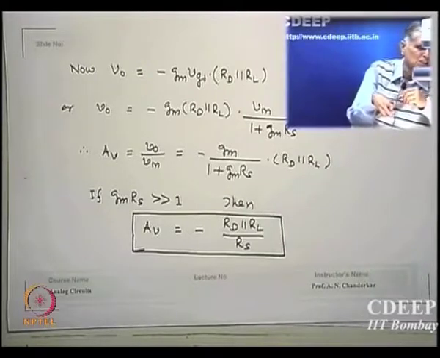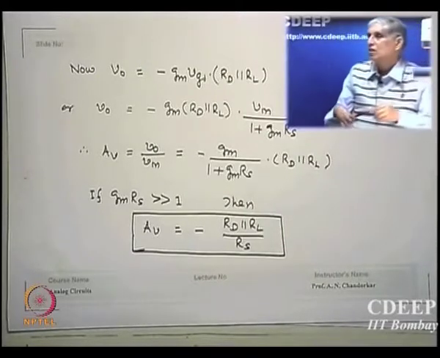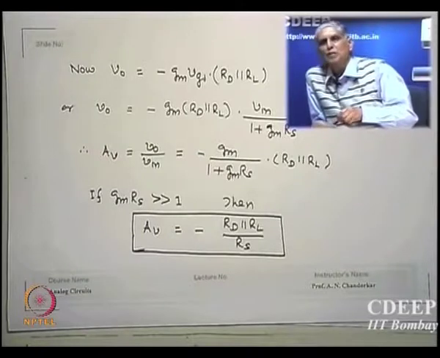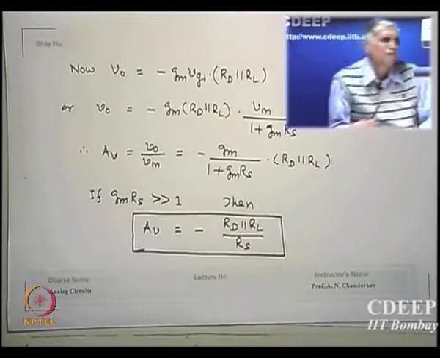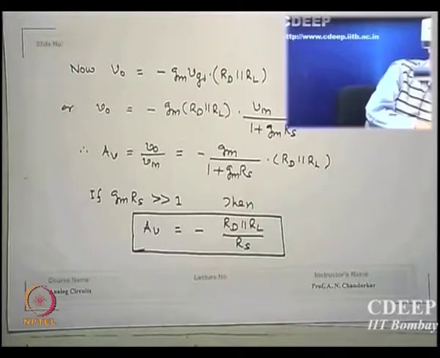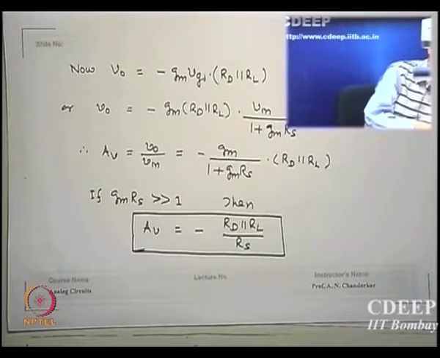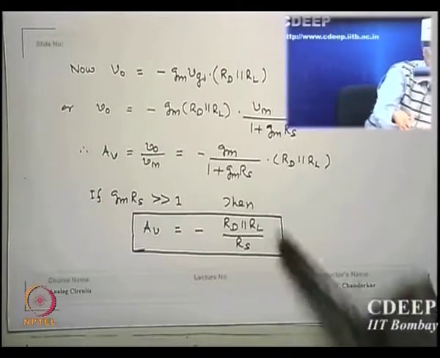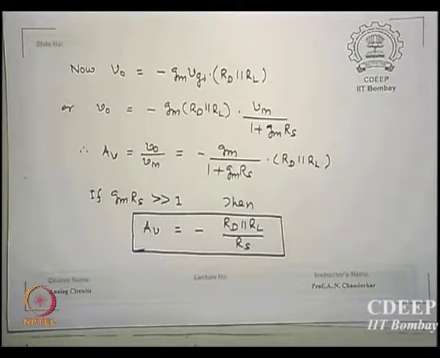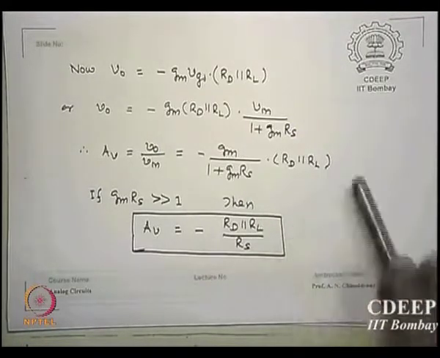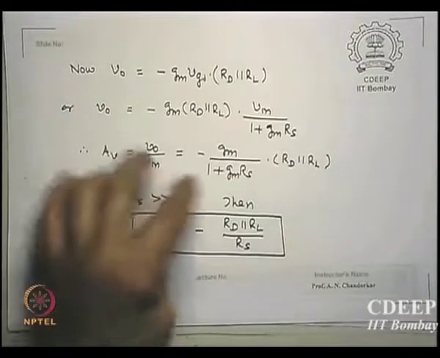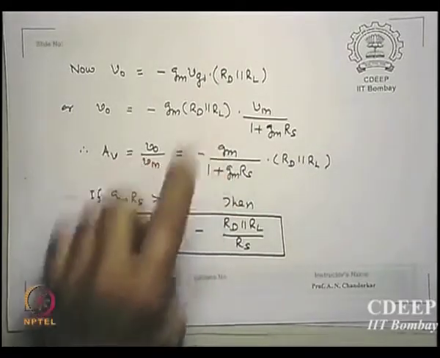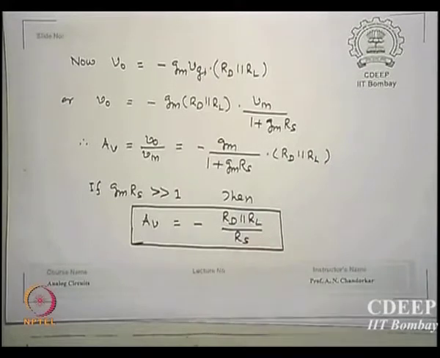I repeat, if gm RS is much larger than 1. When is gm RS larger? gm is typically of the order of 10 to the power minus 3, RS may be 10 kilo ohms, so it will be around 10. So if gm RS is larger than 1, gm upon (1 plus gm RS) is approximately 1 over RS, gm cancels, and I get RD parallel RL divided by RS.